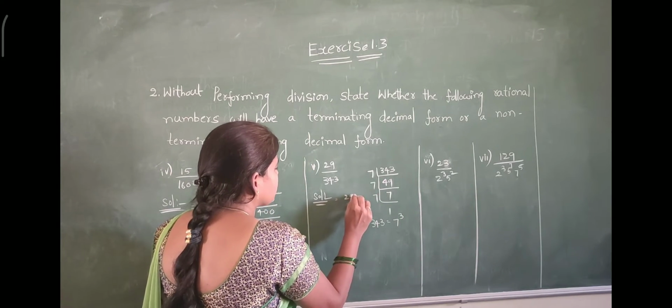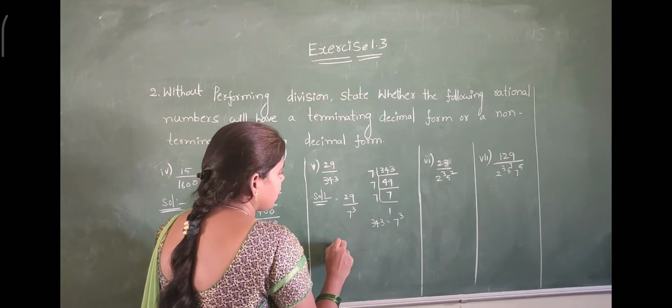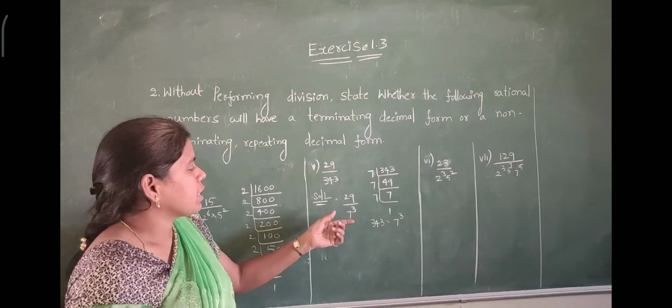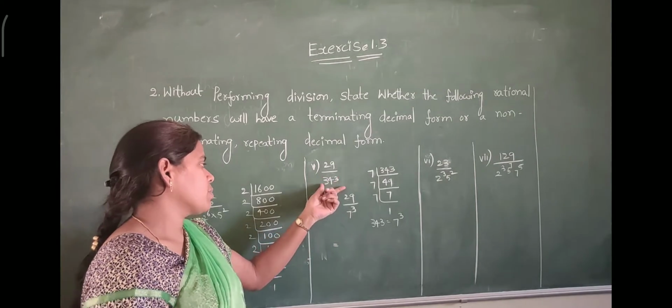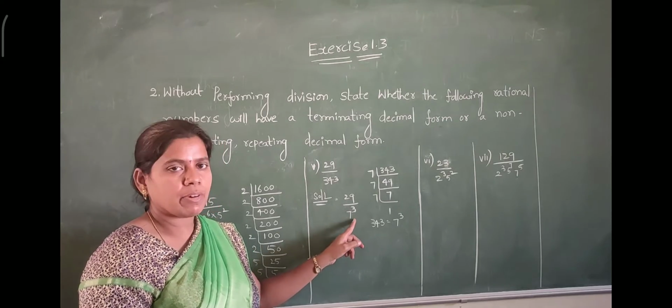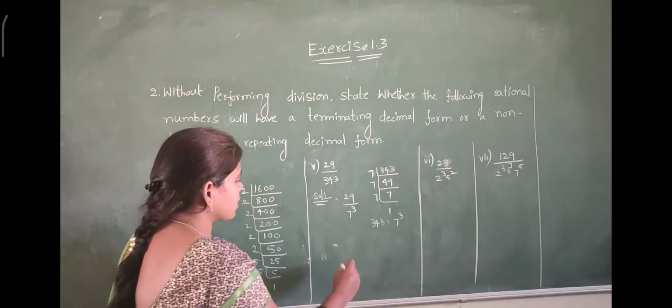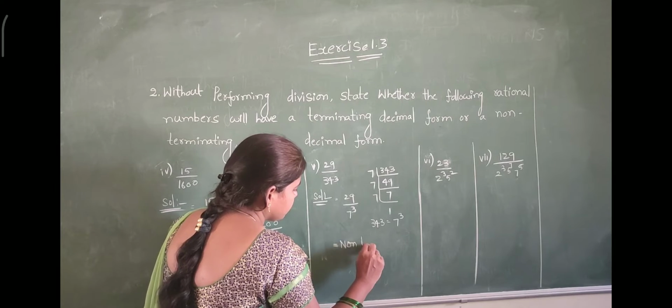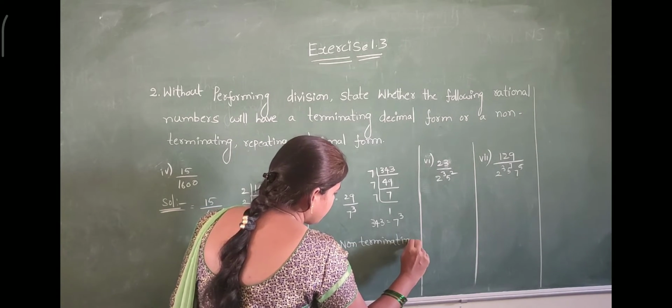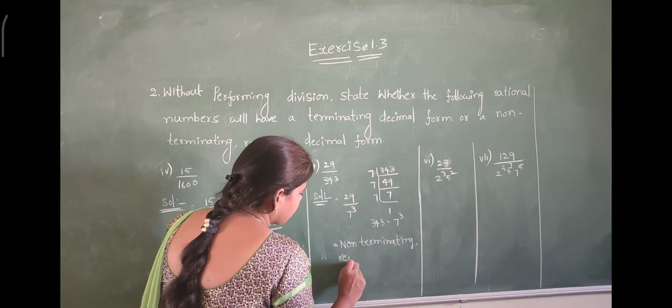So this is 29 by 7 cube. If you observe, the denominator of this problem is not in the form of 2 to the power of n into 5 to the power of m. That's why this is non-terminating repeating.